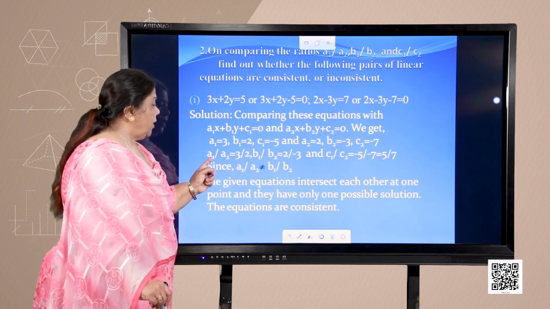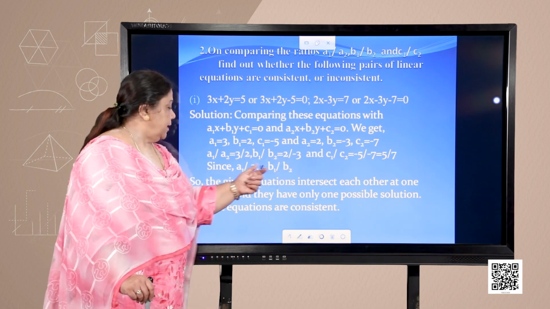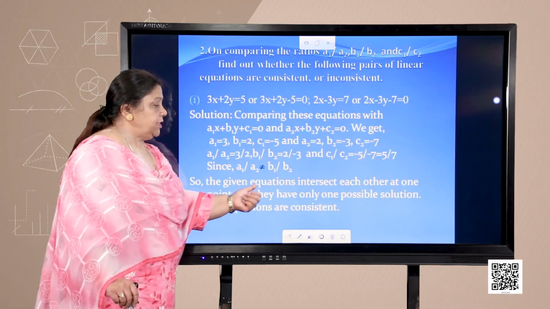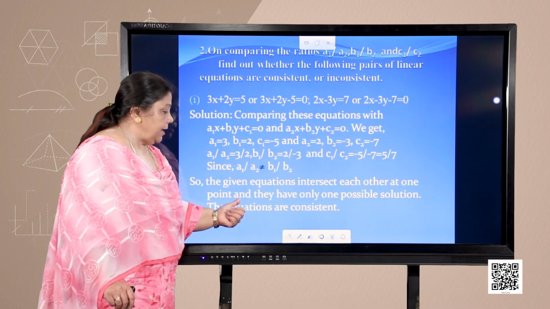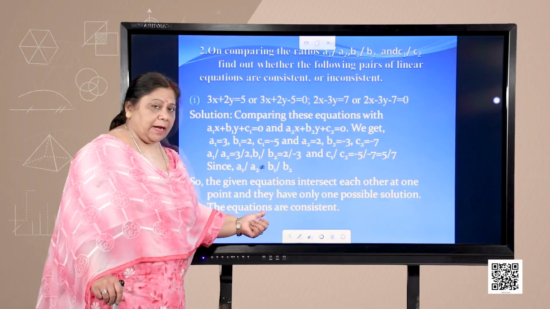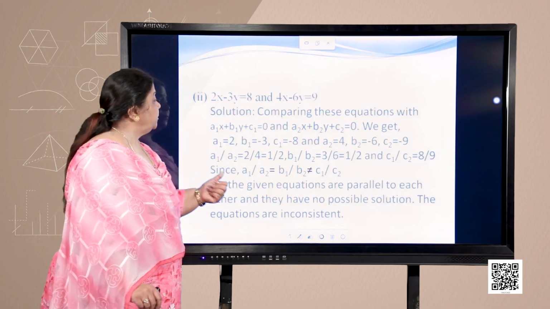Can you see here? 3 upon 2 is never equal to 2 upon minus 3. That means a1 upon a2 is not equal to b1 upon b2. So, the given equations intersect each other at one point and they have only one possible solution. The equations are consistent. That means it has a unique solution. Let us look into the next part.